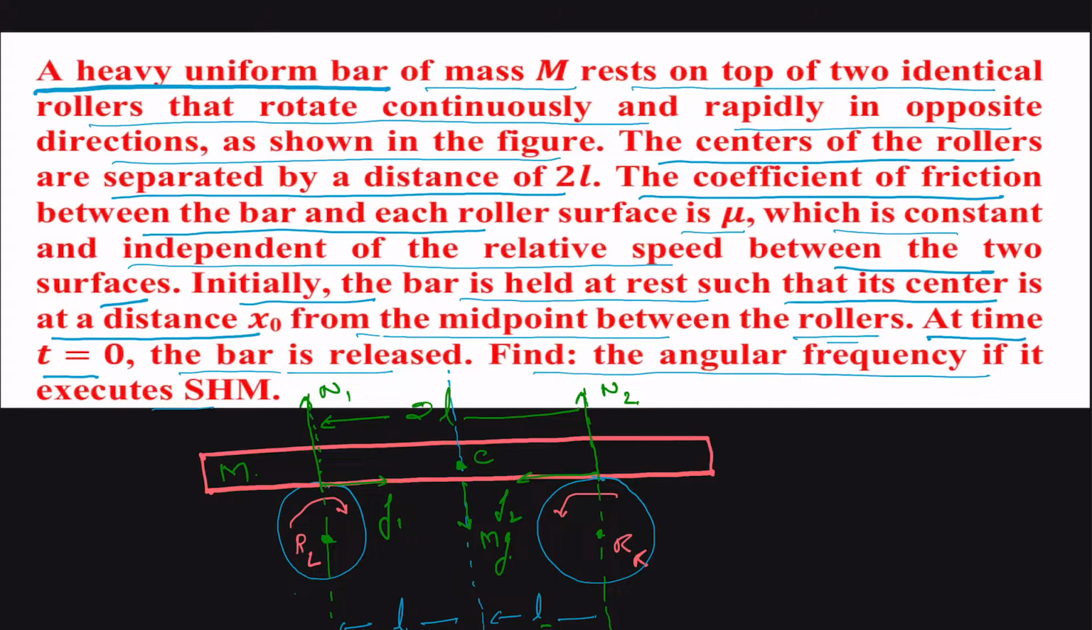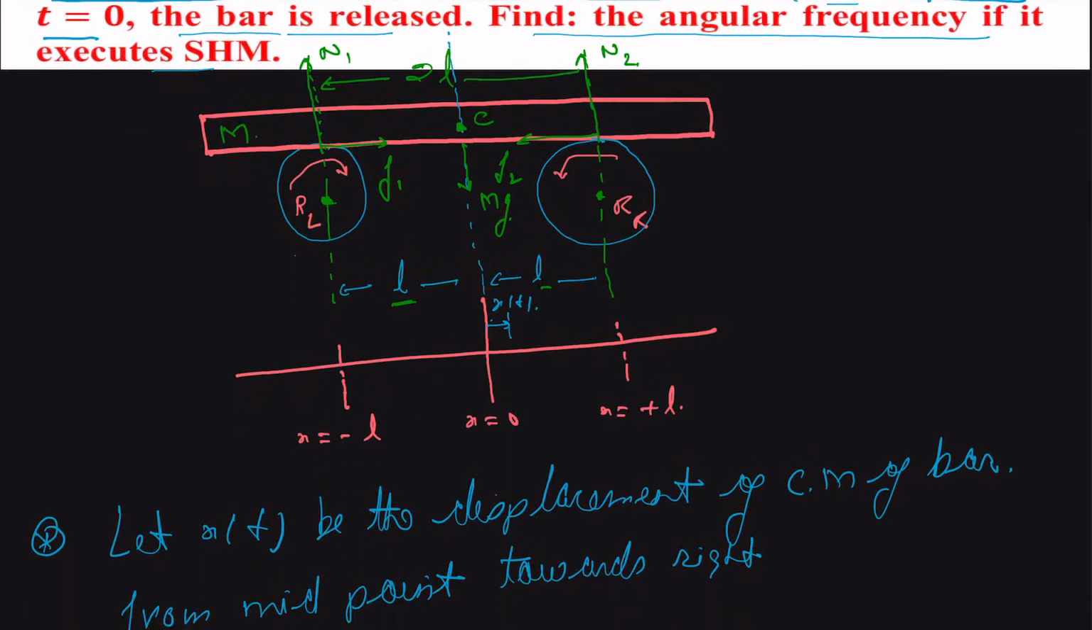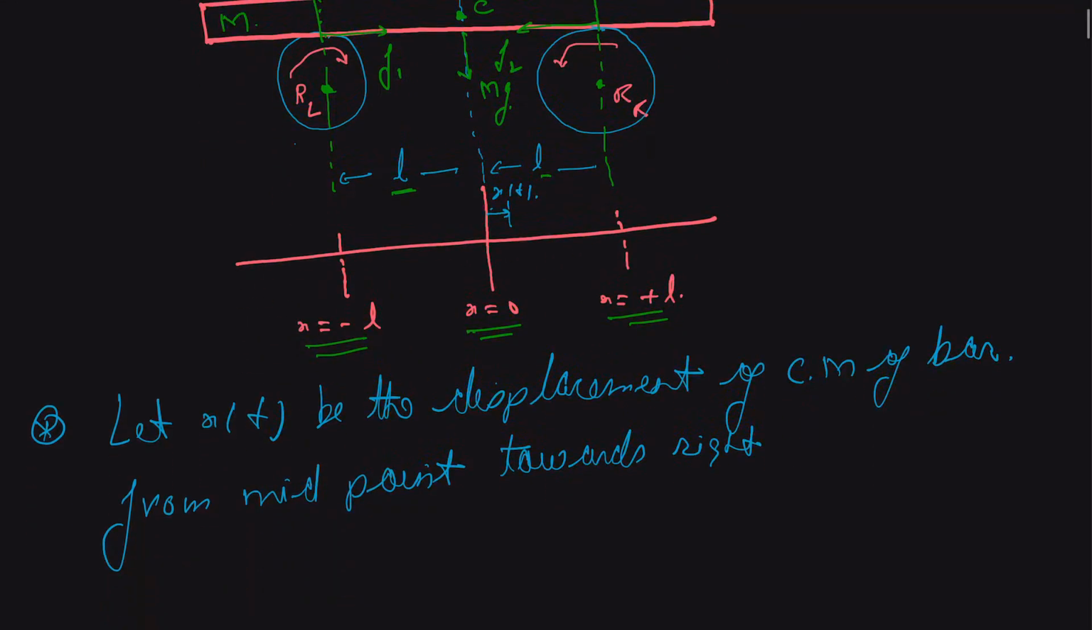and there will be two normals n1 and n2 with respect to both the left roller and the right roller. And as a coordinate system, we can assume that the center of mass is at x equal to 0. So on the right side we get x equal to plus L, and on the left side x equal to minus L. And we assume that the center of mass is displaced by a small amount x of t towards the right side. So let x of t be the displacement of the center of mass from the midpoint towards the right.